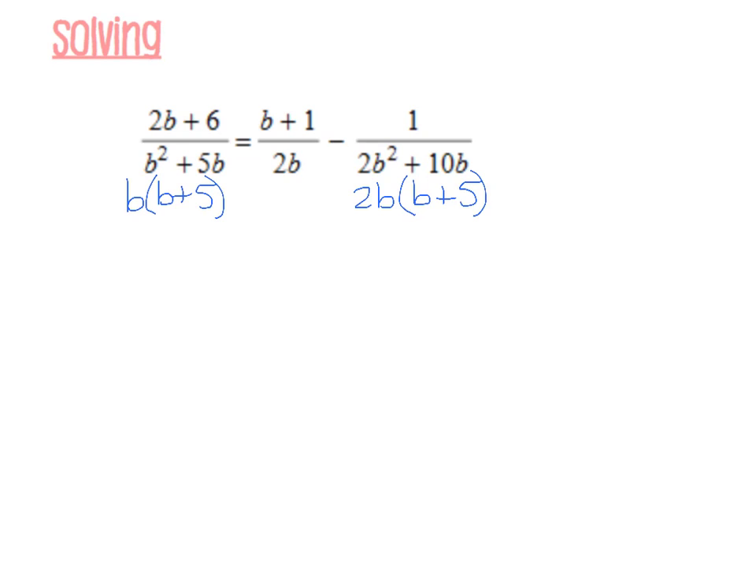Oh, let me backtrack. Before I worry about what that common denominator is, let's do our domain real fast. Let's look at all the things that would make your denominators be 0. So this one has a b, so I don't want it to be 0. I don't want it to be -5. This would be a 0 again. 0 and -5. Looks like x, or in this case b, cannot be 0 or -5.